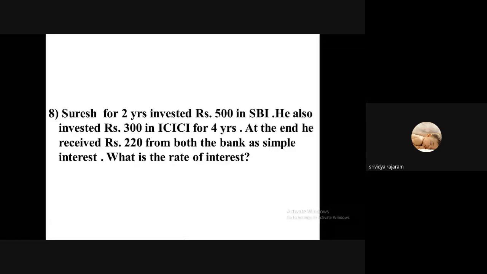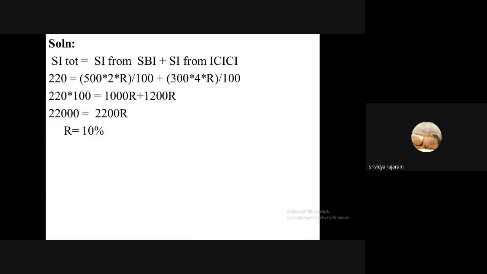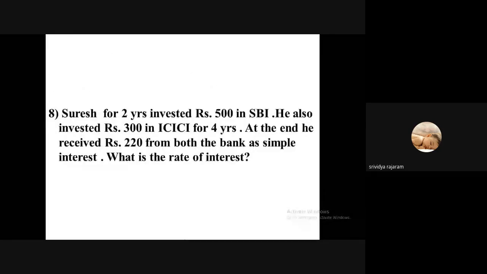So it is direct substitution of the formula. As I said, total simple interest is equal to the simple interest he is getting from SBI bank plus the simple interest he is getting from ICICI bank. So 220 is equal to, all the values are given. See, 2 years, 500 rupees. They are asking us to find the rate. So here we can assume that he's borrowing money at the same rate of interest, so we are going to calculate only one rate. So P is given, N is given. We can substitute in the simple interest formula to find R.